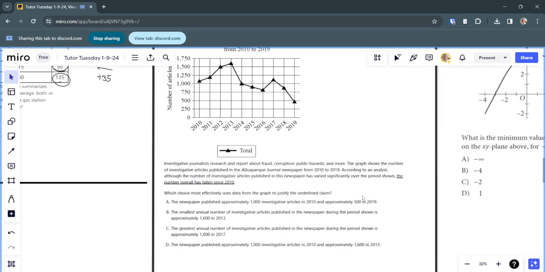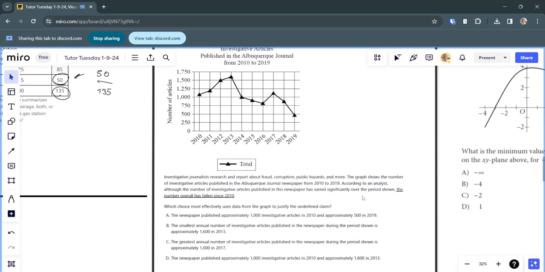We'll cover those next. So this one is saying investigative journalists research and report about fraud, corruption, public hazards, and more. The graph shows the number of investigative articles published in the Albuquerque Journal newspaper from 2010 to 2019. According to an analyst, although the number of investigative articles published in this newspaper has varied significantly over the period shown, blank. We want to use data from the graph to justify the underlined claim. The number overall has fallen since 2010.